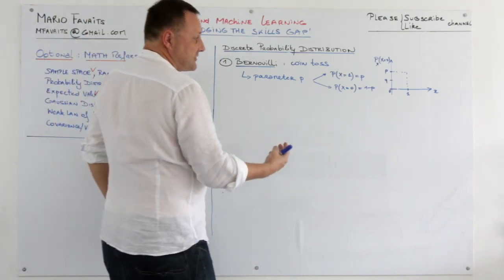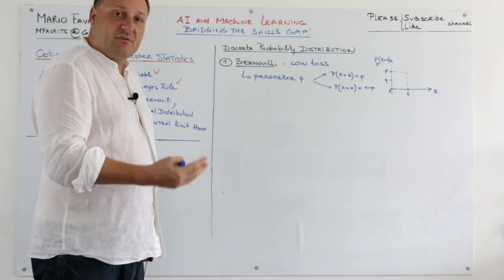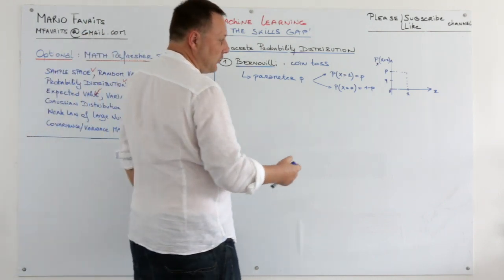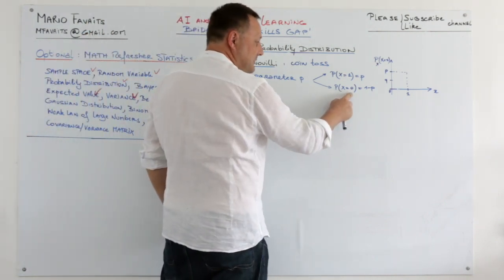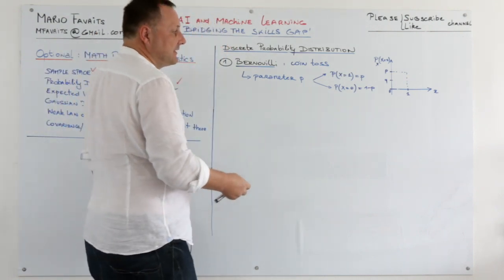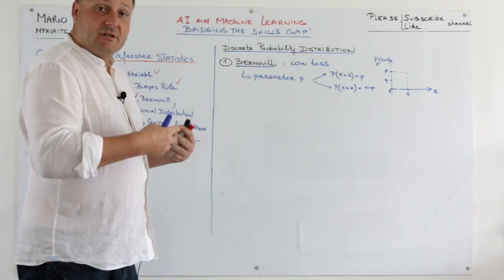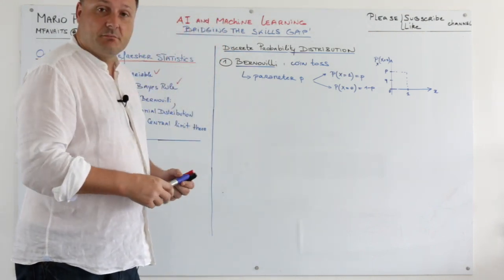So there's two options: either x is 1, and that happens with a probability p, or the other scenario, x is 0, and that happens with a probability 1 minus p. Because we know that the sum of all probabilities must be 1.